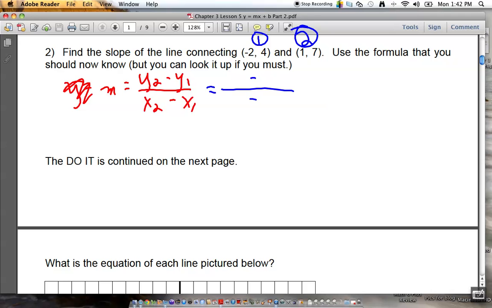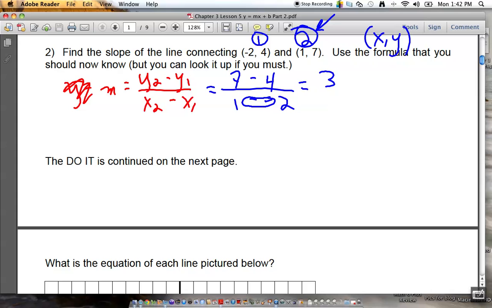Come on, everybody. Here's the second point, right there. The y is 7, minus the y from the first point. Remember, any point is always x comma y. What is the y from the first point? 4. The y is the second one in x, y. Now, what is the x from the first point? 1. What is the x from the second point? -2. 7 minus 4 is 3.